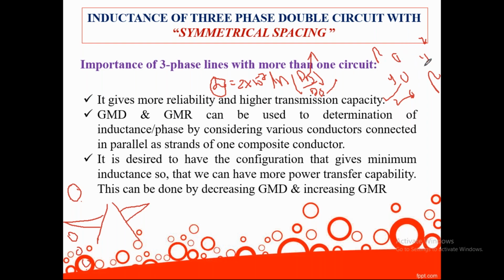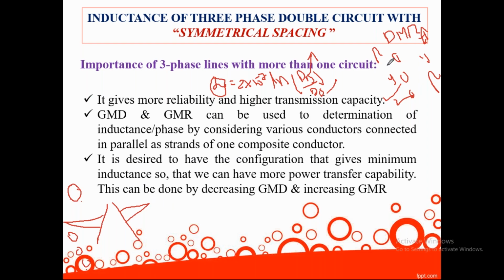and circuit 2. Why do we do this? By doing this, the GMR value will increase, that is, the geometric mean radius will be increased. In the other condition, the inductance will be reduced. So when the inductance is reduced, we get less losses and we can transfer more power. So let's check also: it is decided to have a configuration that gives minimum inductance.